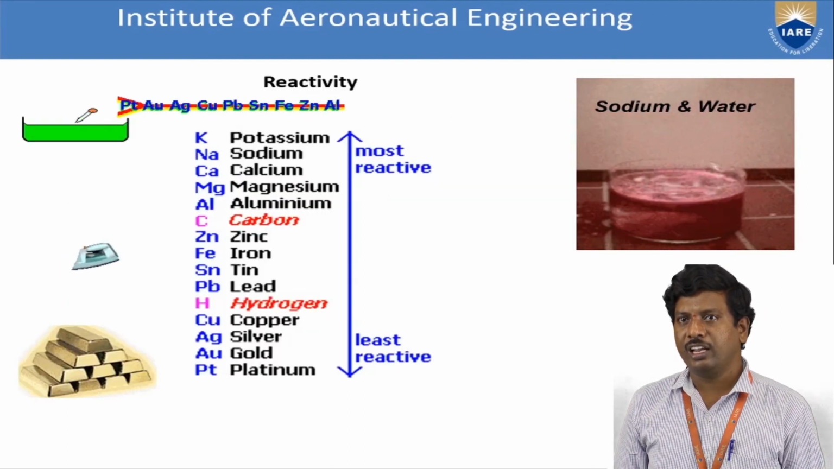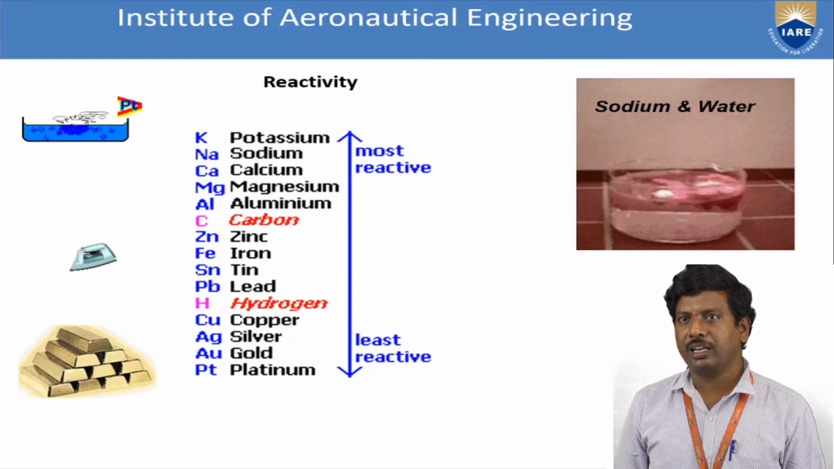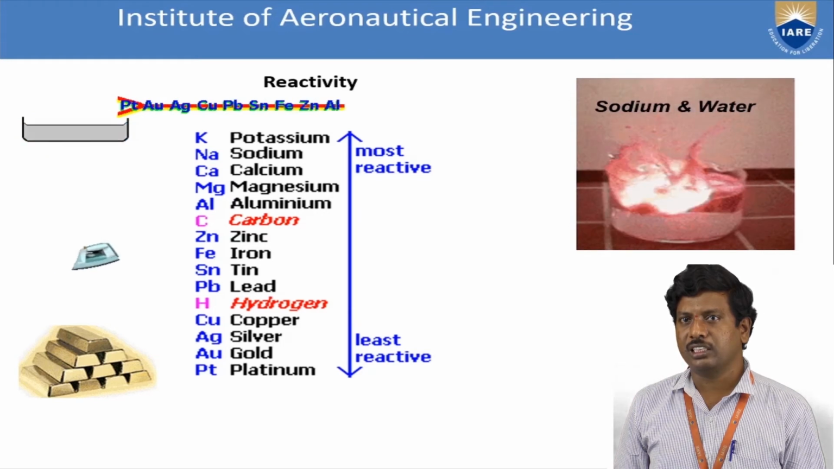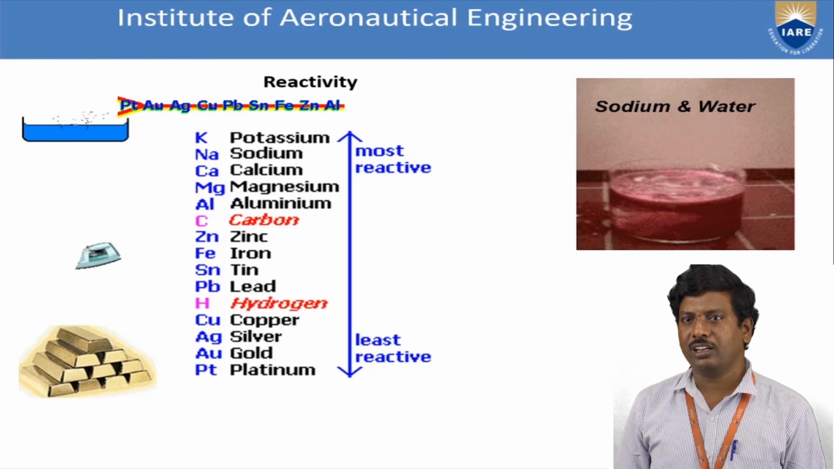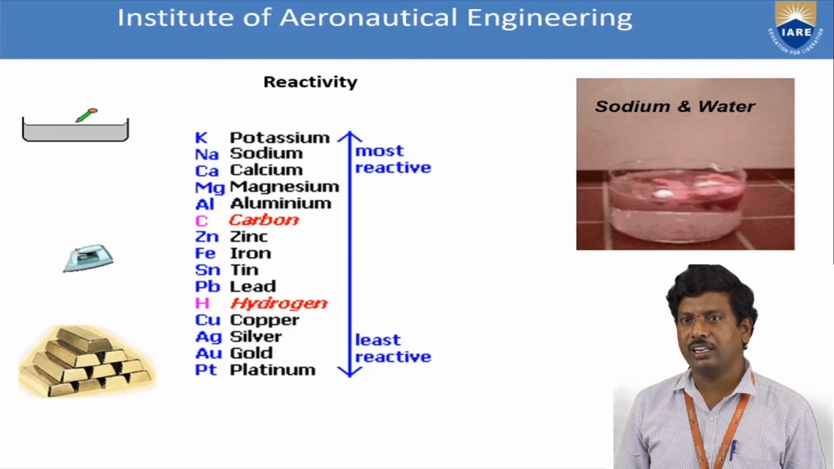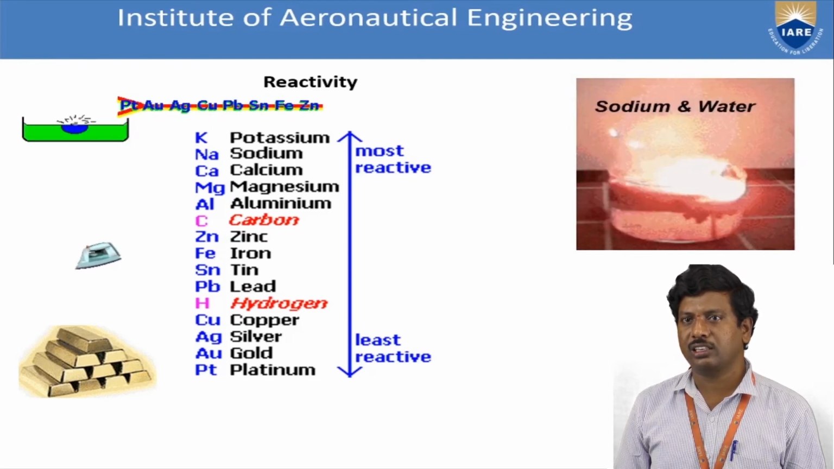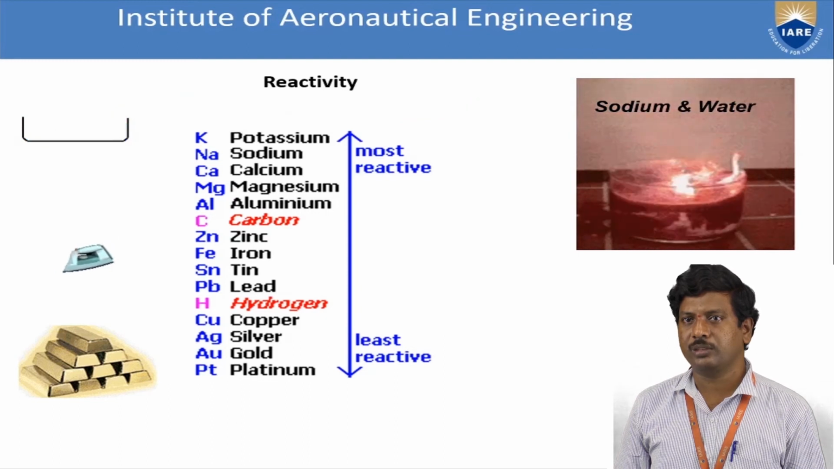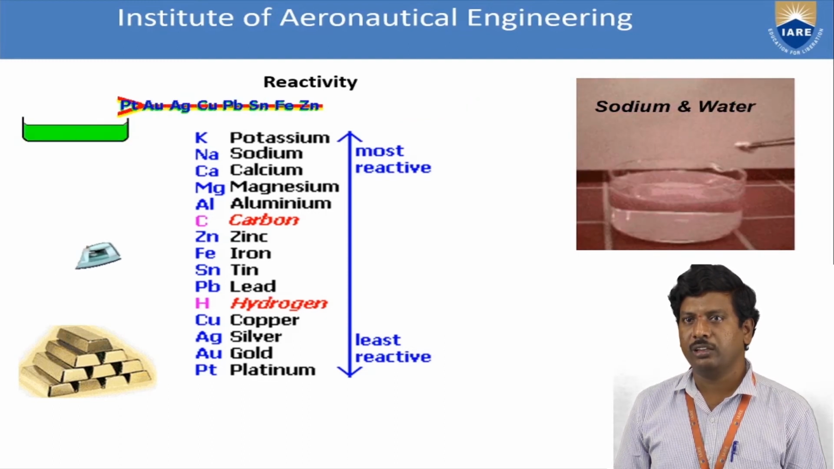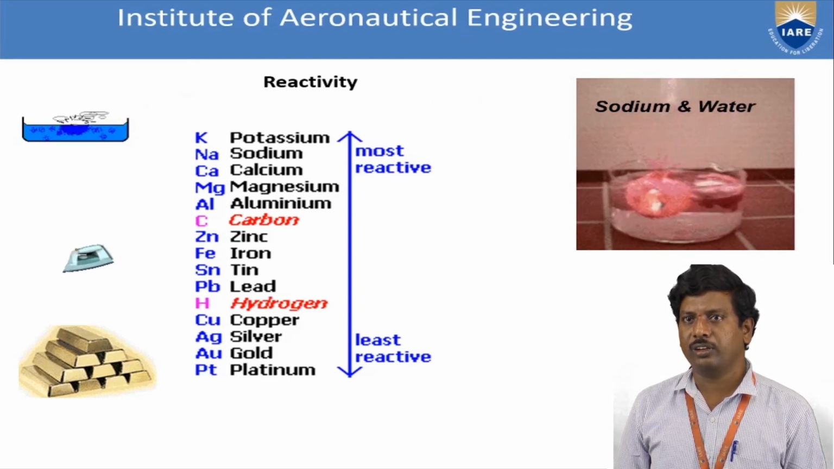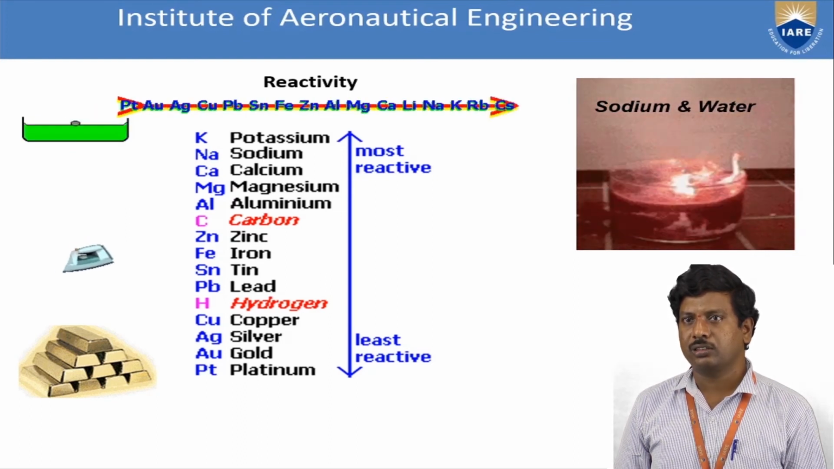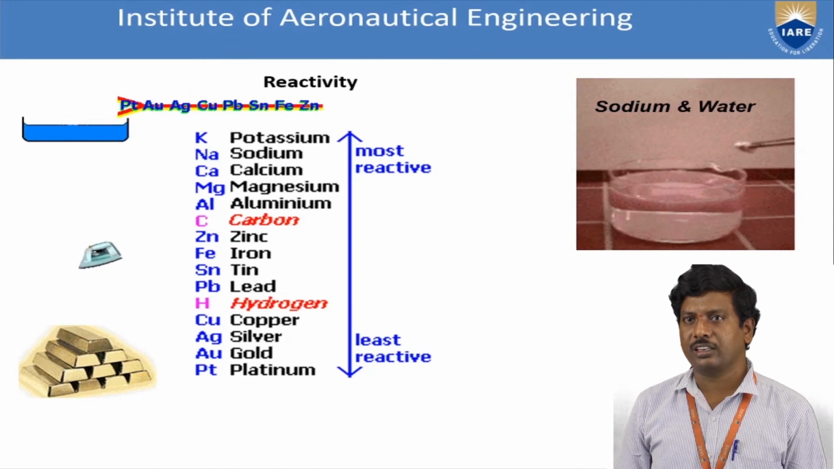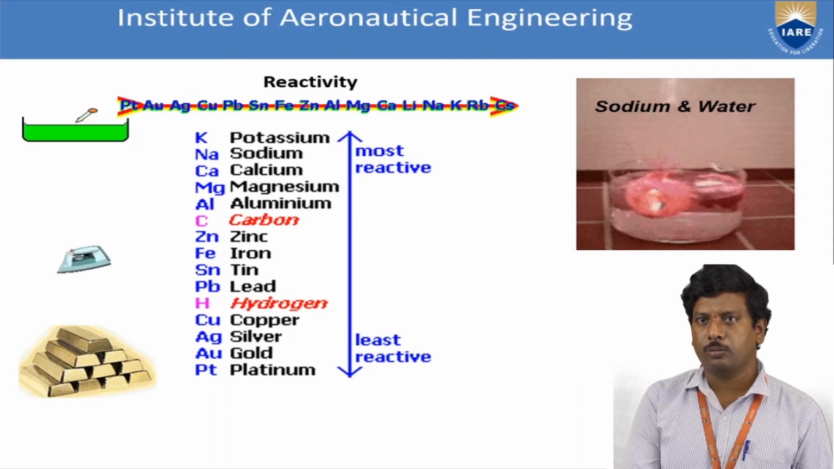So the reactivity of the elements can be explained by the galvanic series. In the galvanic series, we observe platinum, rhodium, silver, copper and hydrogen, lead, tin, iron, zinc, carbon, aluminum, magnesium, calcium, sodium and potassium. That means as we move from the bottom to the top of the series, those elements are highly reactive. So what are those elements?